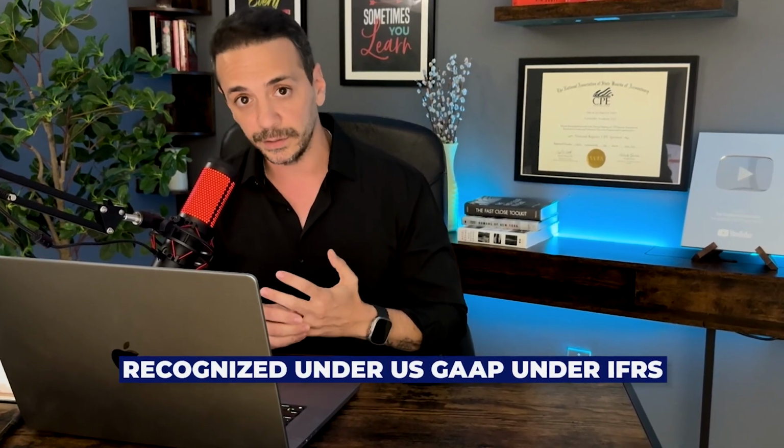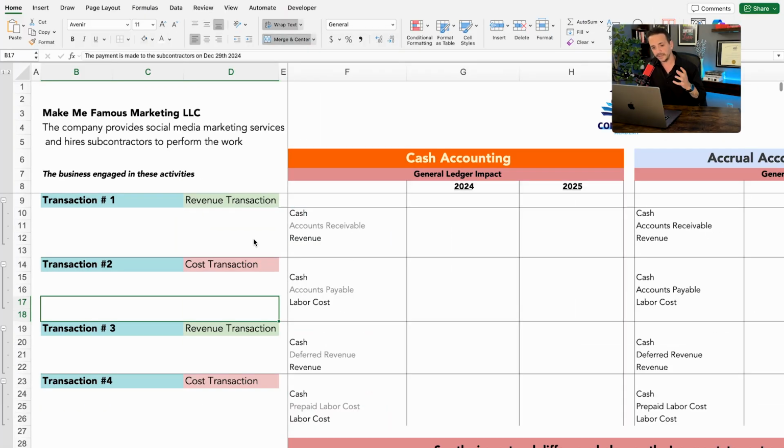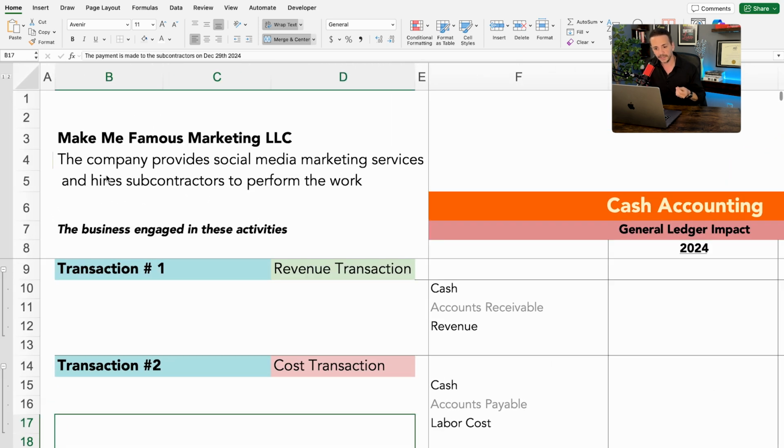Once you begin to get more investors, get loans from banks, and have more stakeholders in the business, you need to use the accrual accounting method because that is the accounting method that is recognized under US GAAP and under IFRS. So let's dive in and see what kind of business we have and the type of business transactions we're talking about. Make Me Famous Marketing LLC. The company provides social media marketing services and hires subcontractors to perform the work. Okay, the business engaged in these activities.